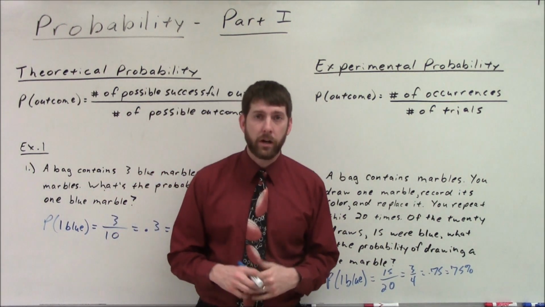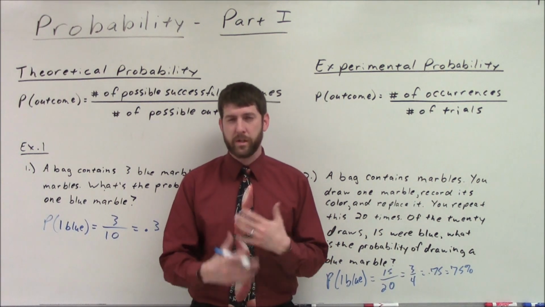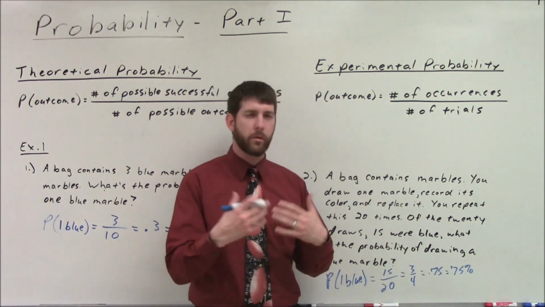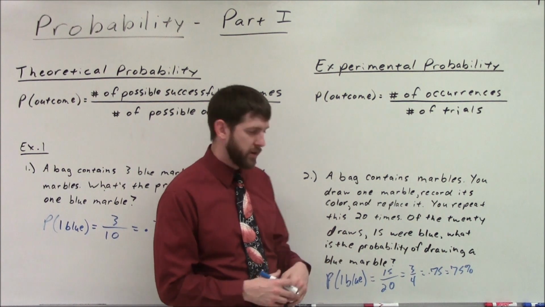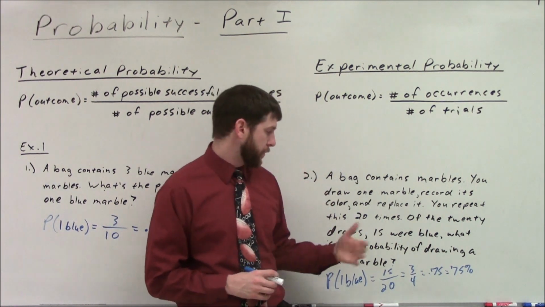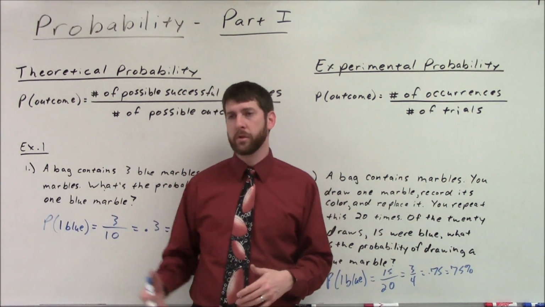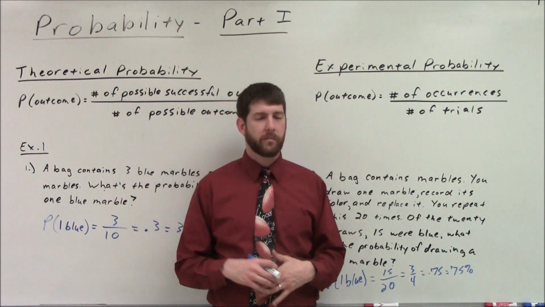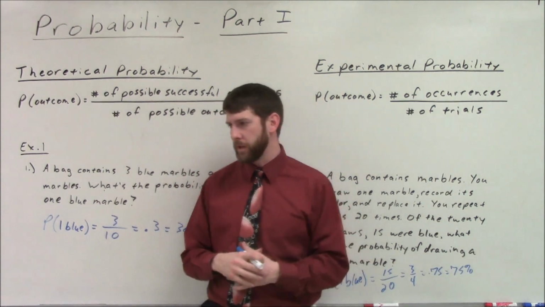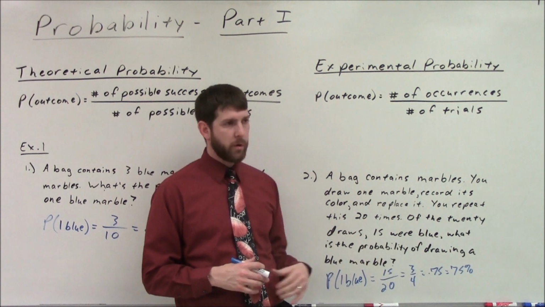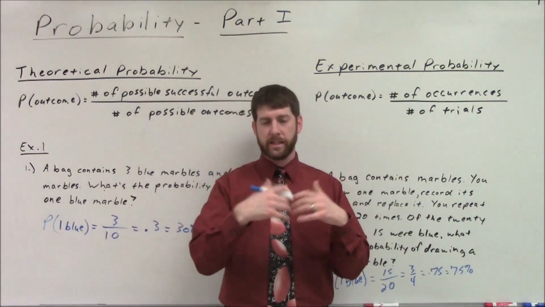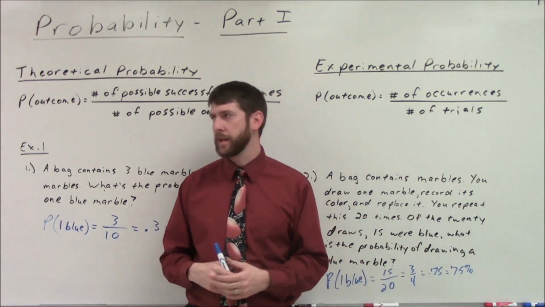So what happens when this thing gets more complicated is we start throwing in more things. What if we wanted the probability of drawing 2 blue marbles? Or the probability of drawing a red marble, then a blue marble? Or, a lot of different things we can throw into that. Or drawing 10 marbles and only exactly 4 of them are blue, and things of that nature.